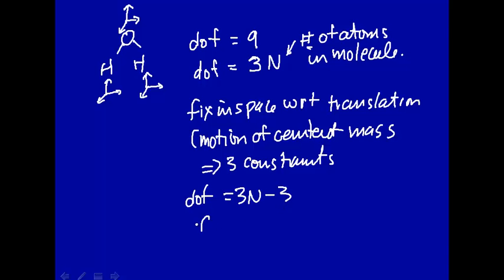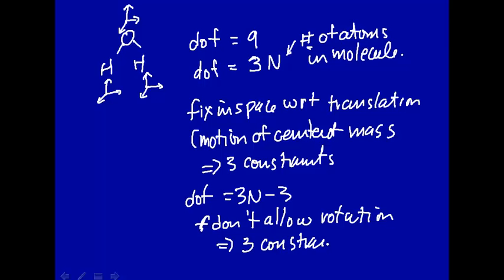Now what we want to do is don't allow rotation. So what we've done is, okay, you can't translate, now you can't rotate, and what will be left will be the degrees of freedom for vibration. Now rotation also has in general 3 degrees of freedom, and so if we're going to say you can't rotate, we have to fix 3 degrees of freedom, like if we're doing spherical coordinates r, theta, and phi. But in general, we'll have 3 constraints. If we don't allow rotation, all the molecule can do is vibrate. So now our degrees of freedom is 3n minus 6, 3 for the translation and 3 for the rotation.